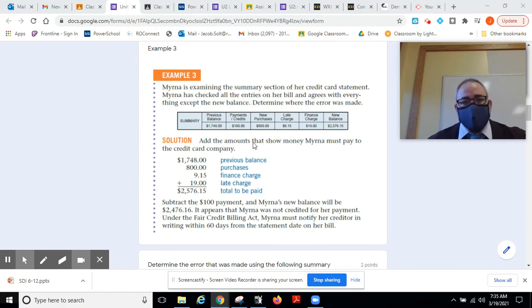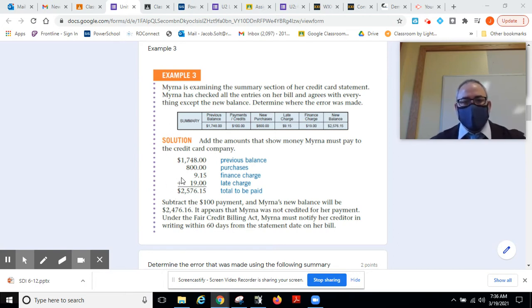Okay, to the solution. The solution is to add the amounts that show the money Mirna must pay to the credit card company. So we're taking the previous balance, that's the $1,748 previous balance. Then we have $800 of purchases. Then we're adding the finance charge. Actually, the finance charge was $19 and the late charge was $9.15. They got the labels reversed, but that doesn't matter. The math will still work out.